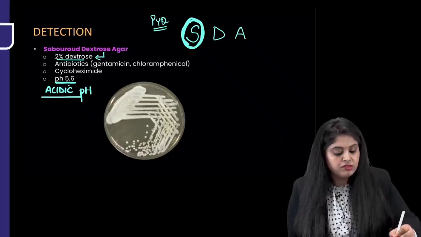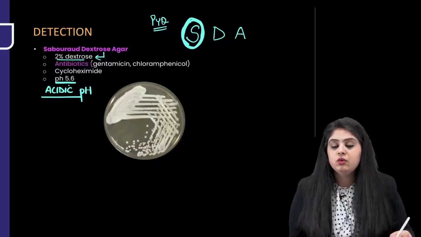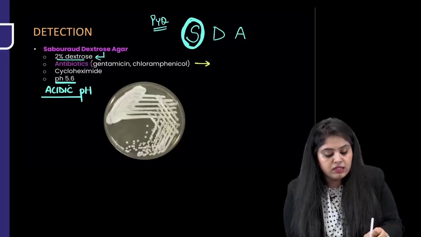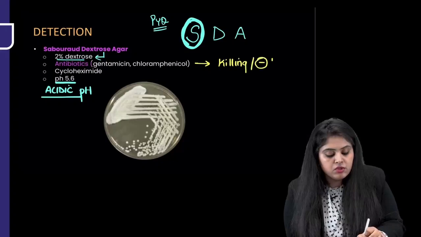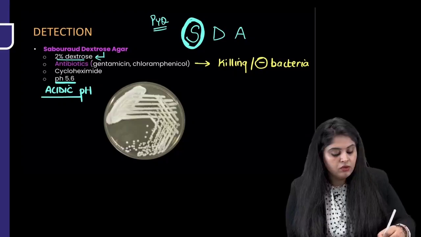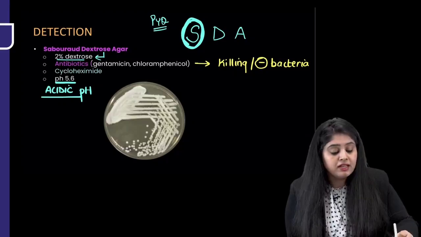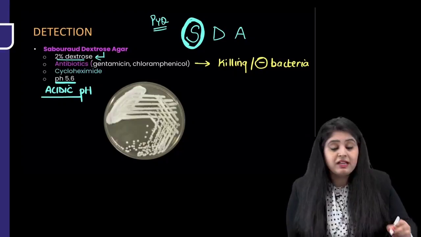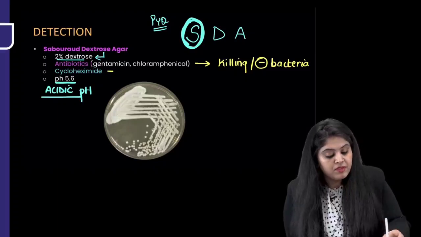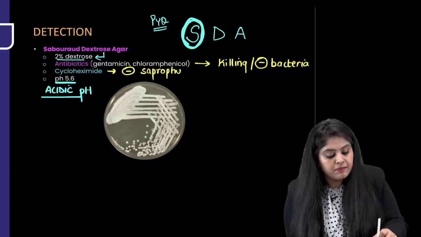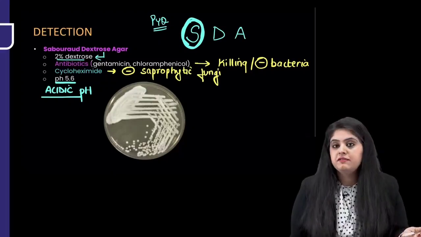Apart from that, I have noticed that SDA has antibiotics also. What antibiotics? Gentamicin and chloramphenicol have been added. Why? So that it can inhibit or kill the surrounding bacteria. For the killing or the inhibition of the bacteria, I have added antibiotics. Apart from that, we can also have cycloheximide added. Why do we have cycloheximide added? Please remember, you also want to finish off other saprophytic fungi. You don't want any saprophytic fungi to grow. You only want your pathogenic fungi to grow.